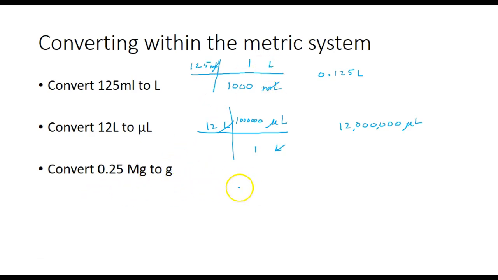And convert 0.25 megagrams to grams, 0.25 megagrams. I need megagrams down here to cancel. Grams are the units that I want. And there are 1,000,000 grams in 1 megagram. And so if I move my decimal 6 places to the right, that's 2 places, 1, 2, 3, 4 places more, 1, 2, 3, 4, 5, that's right. 250,000 grams in 0.25 megagrams.